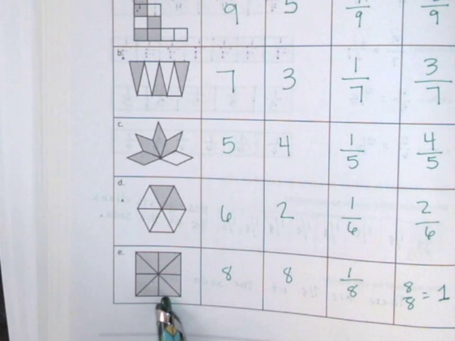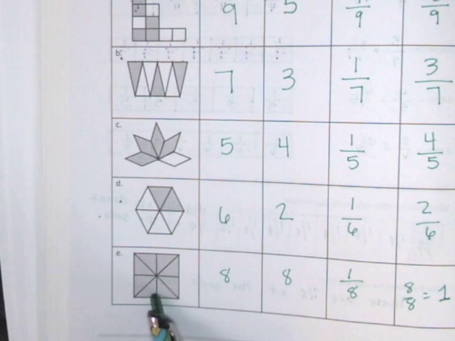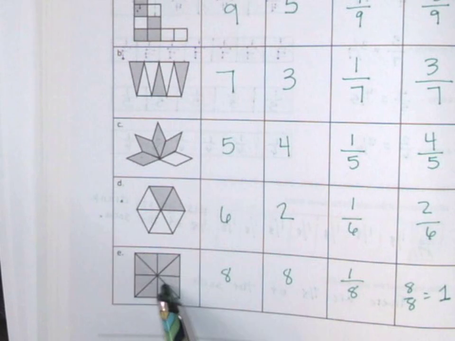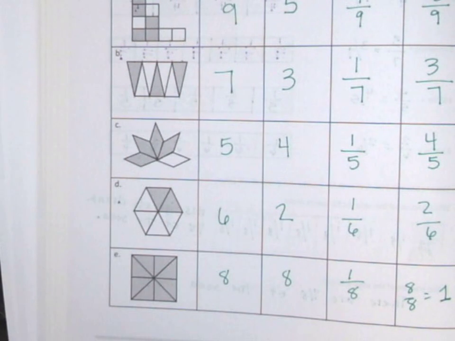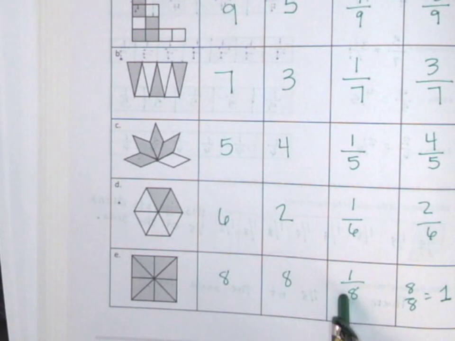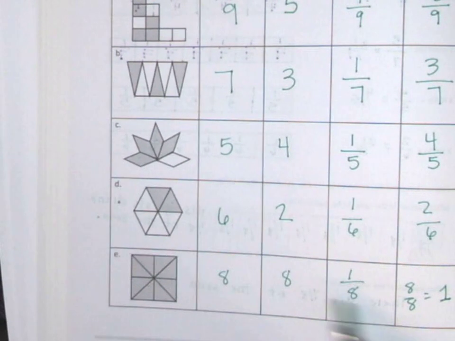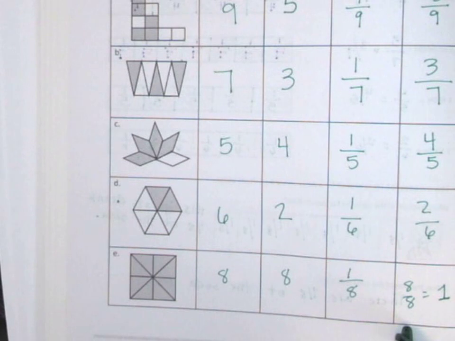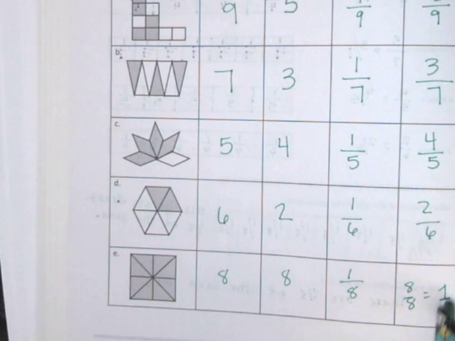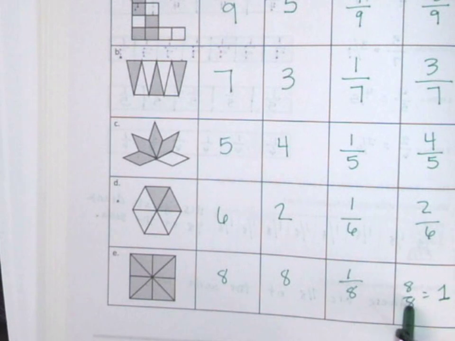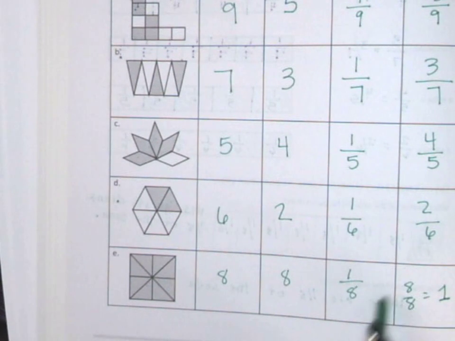Lastly, E, a little bit tricky, not really. All parts are shaded, and there are 8 parts. Okay, one of these sections would be 1 over 8 or 1/8, and the amount shaded is 8 over 8. And if all parts are shaded, that equals 1 whole that is shaded. So that's why I put 8 over 8 equals 1, because if the number at the bottom matches the number at the top, that's 1 whole.